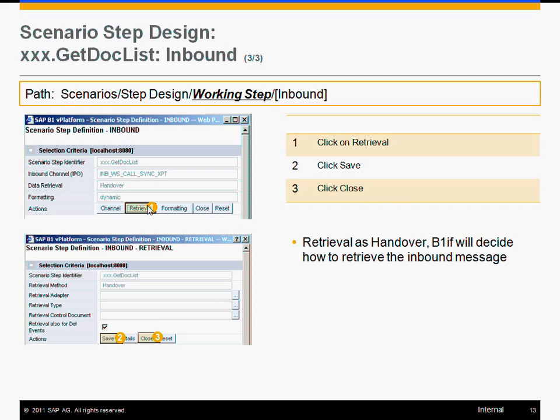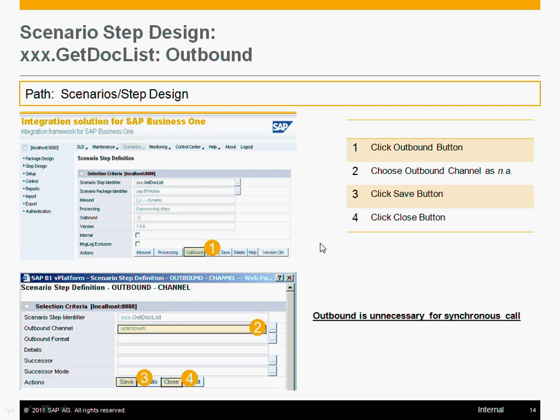And then in the processing, we are going to execute the query to retrieve the doc list from SAP Business One here. For the outbound, we don't need any outbound, so just don't click anything here because it's synchronous: the external program is calling, it triggers this call, and then it's waiting for the response. So it is a synchronous call. There's no outbound, so we don't need to define any outbound. Okay, that's the inbound and outbound.